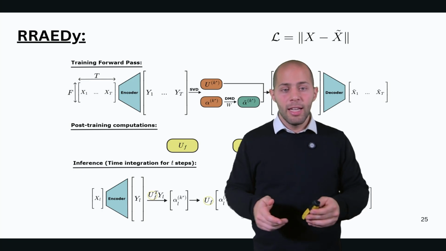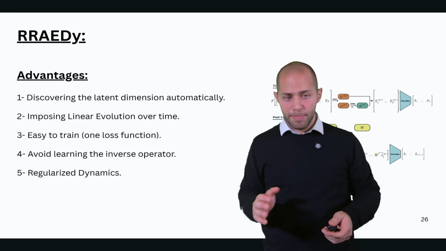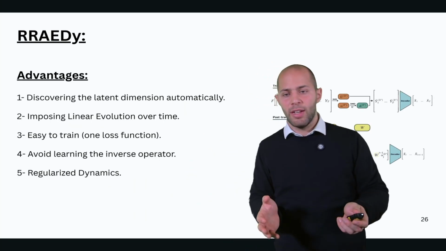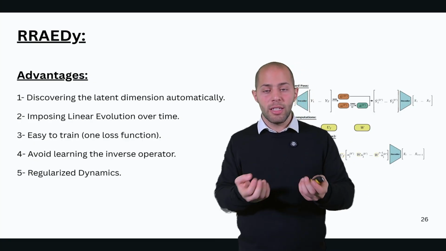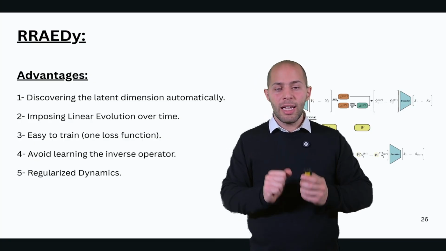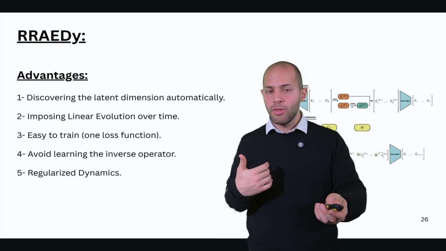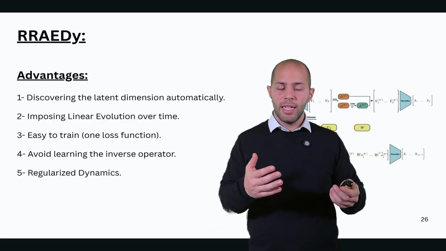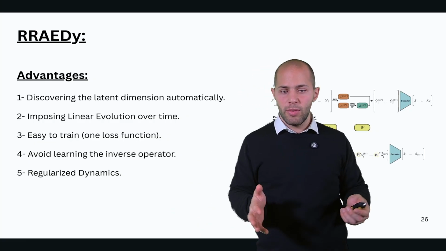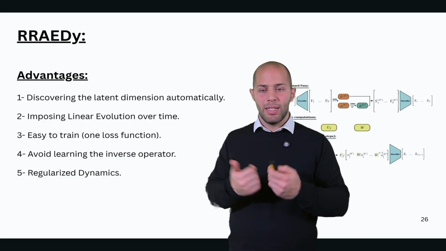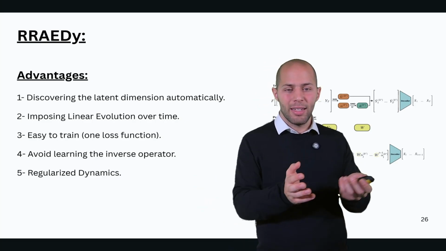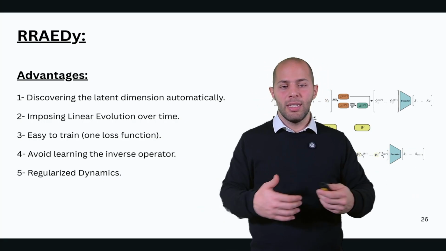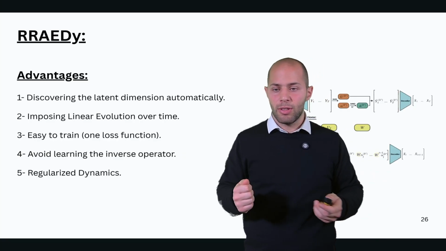This is RRAEDy, and basically RRAEDy has many advantages. The first and very important advantage is that we discover the dimension of the latent space automatically. You do not have to say, I have 10 values, I have 15 values, like you do in most other models, but RRAEDy can find the dimension of alpha automatically when you do training. Second, we impose a linear evolution, and we like to stay in the linear evolution state because it's easy, it's nice, and we can study the stability and all of this.